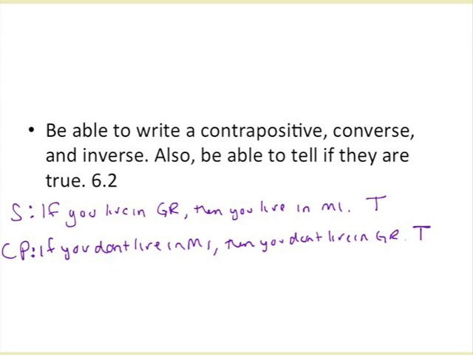To write a converse, what do we do? Just flip it. So we take the original statement and just say it backwards. So if you live in Michigan, then you live in Grand Rapids. True or false? False. There are a lot of places to live in Michigan that are not Grand Rapids.